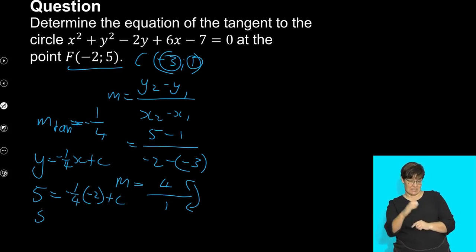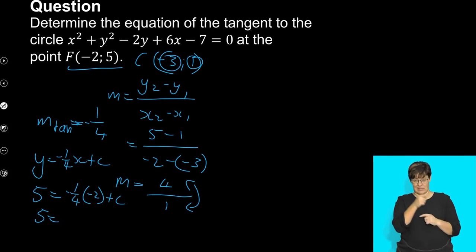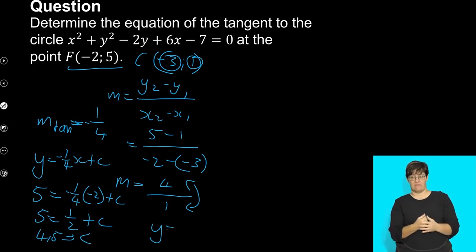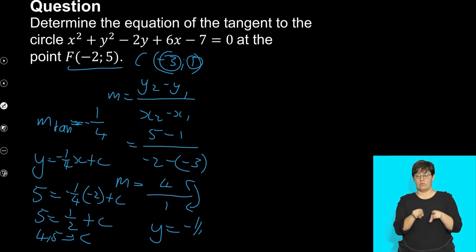I'm going to get 5 is equal to, I'm going to do that on my calculator to make sure that it's right, a half plus c. I'm going to subtract a half on both sides. I'm going to get c is equal to 4.5. Excellent. I have my gradient, I have my y-intercept, and I'm left with y equals minus a quarter x plus 4.5, and that there is my equation.